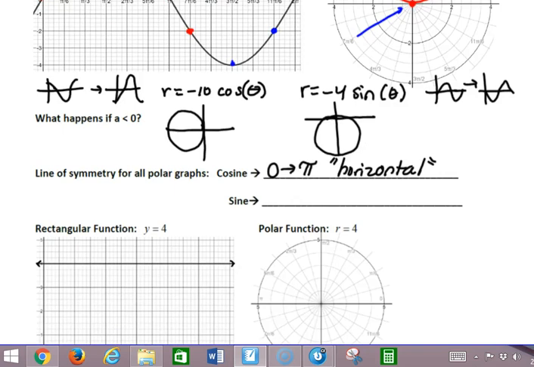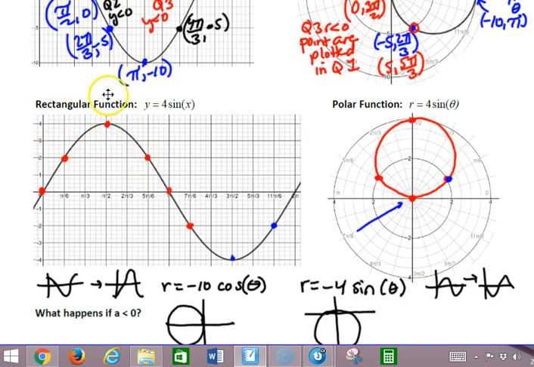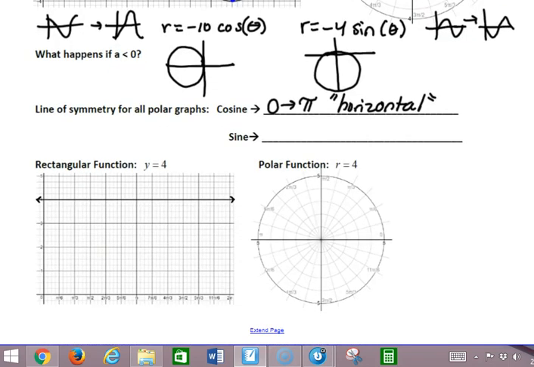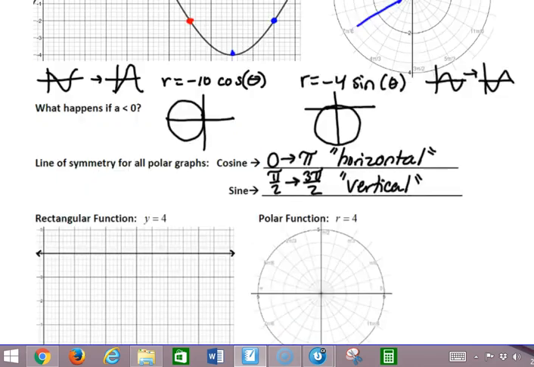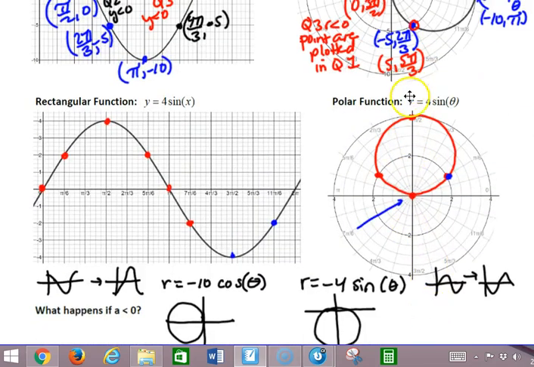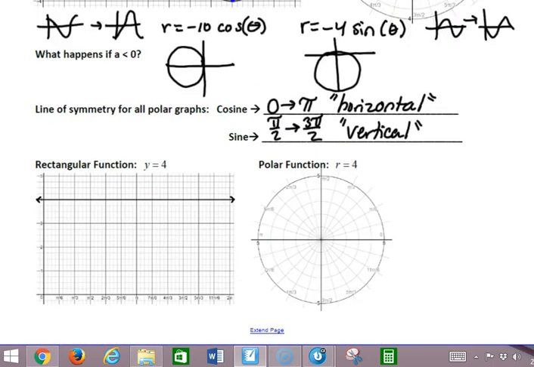For sine, if we look at the sine graph, we see that it looks the same on both sides of the line at pi over 2 and also at 3 pi over 2. So if we see pi over 2 and 3 pi over 2, we see the graph looks the same on both sides of the line from pi over 2 to 3 pi over 2. So it has a vertical line of symmetry. So we notice that if we draw a vertical line through the polar graph that is a sine graph, it's going to look the same on both sides. And that's true for all polar functions containing sine and cosine.